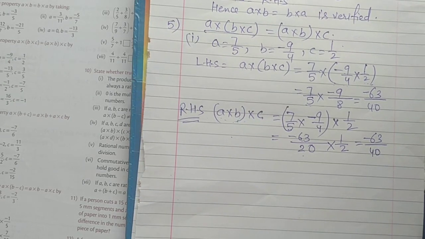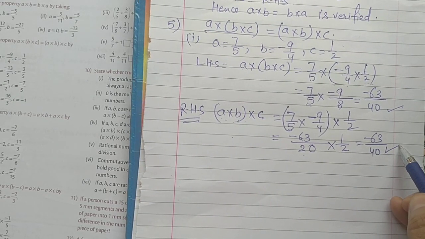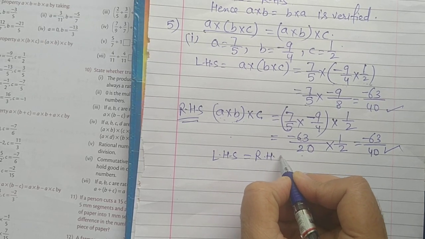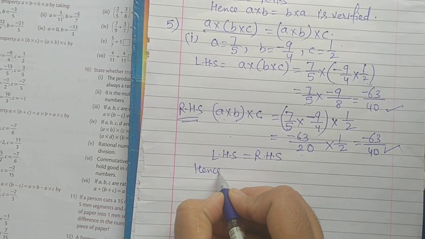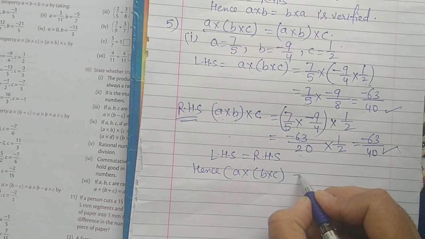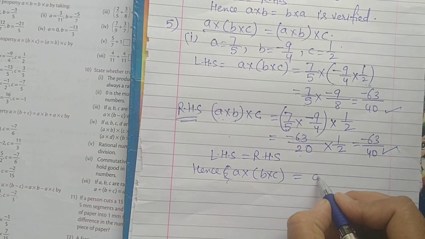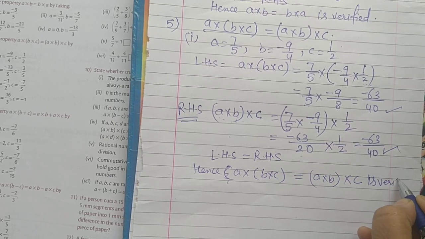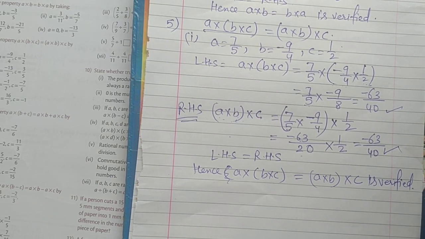So if we will observe, now left hand side is equal to right hand side, both answers are same. So left hand side is equal to right hand side, hence A multiply by B multiply by C is equal to A multiply by B then with C is verified. I think concept is clear to you. So other parts, part number 2, 3, 4, you will try by yourself.